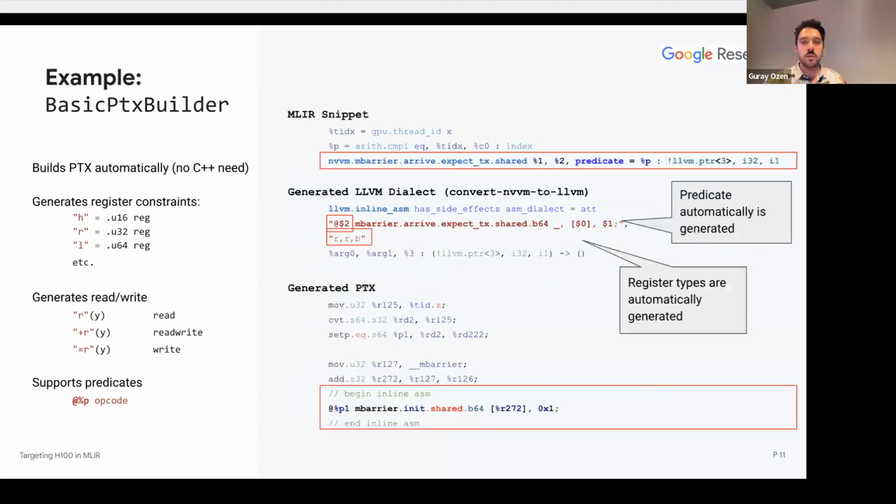So let me show how it works. On the top, there is an MLIR snippet in NVVM. The op looks normal, the op looks nice. When we run the convert NVVM to LLVM pass, this pass checks all the ops that implement this interface and generates the inline assembly here. As you can see, the registers are automatically generated, including the register size. In this case, all registers are read registers, so there is no equals sign for a write. Also, it figures out the register size. That's really cool, so you don't need to do anything.